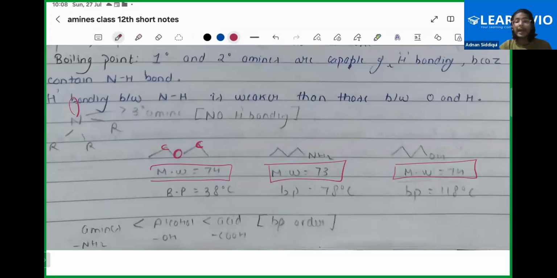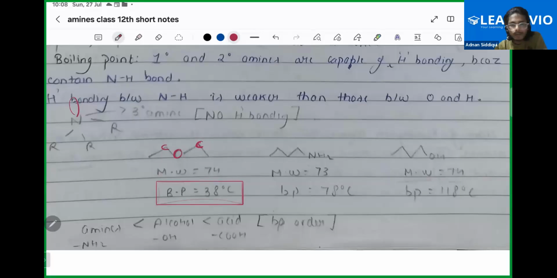If you look at it, the boiling point of your ether is very low, 38 degree only. But for amine, it is 78 degree. But for alcohol, it is even more, 118 degree. What is the reason? What is the driving force which is causing this? Hydrogen bonding? But in NH, we have hydrogen bonding. In OH, we also have hydrogen bonding. So why is OH hydrogen bonding making it more stable? What could be the reason?